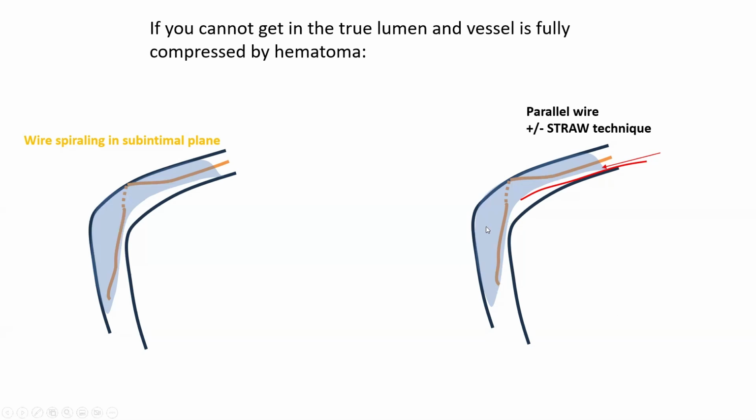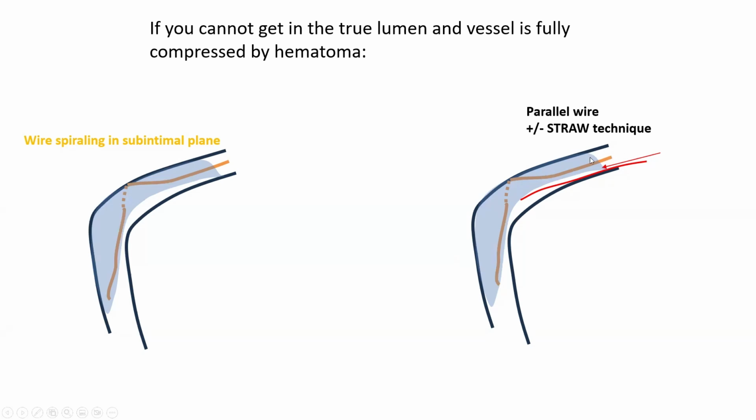So in that case, after multiple attempts and you're kind of stuck, you're not able to progress distally, you keep it in that place, and you try to advance another wire. Now, if that other wire has difficulty being advanced, it's possibly going into that subintimal hematoma, which is potentially quite big, especially if you've injected a lot of contrast already. So in that case, what you need to do is the straw technique.